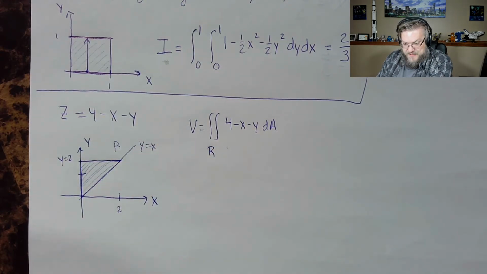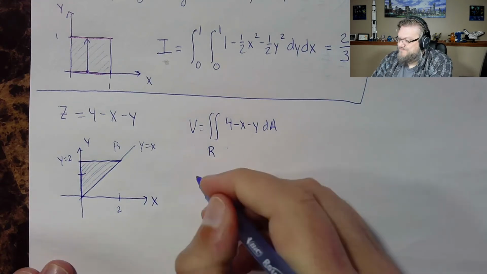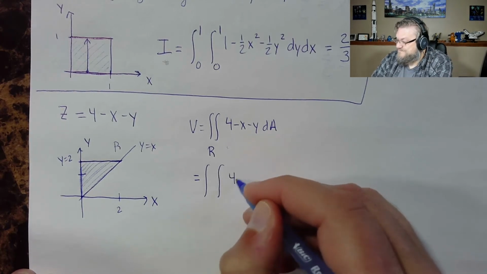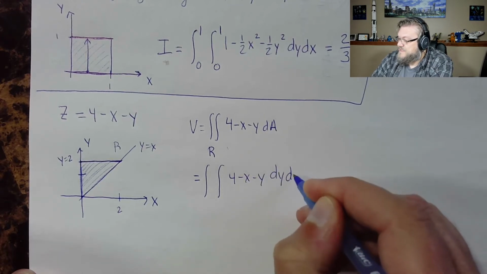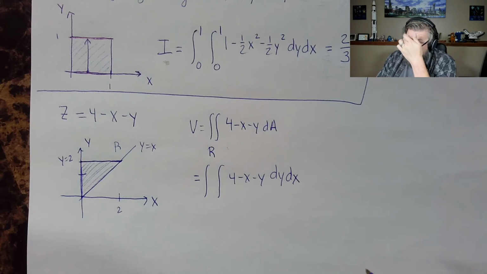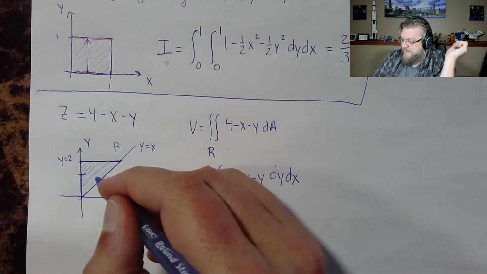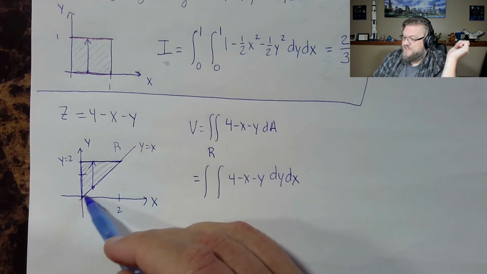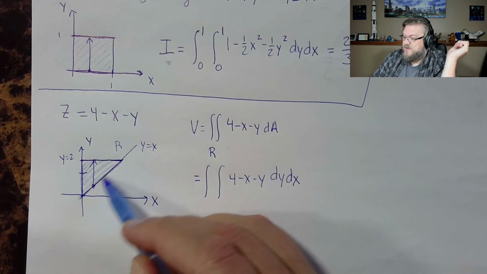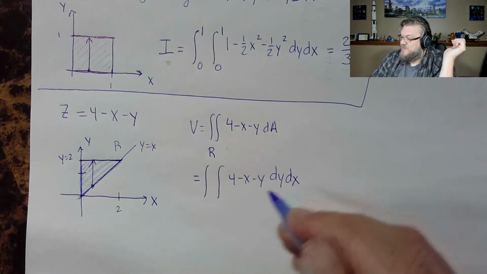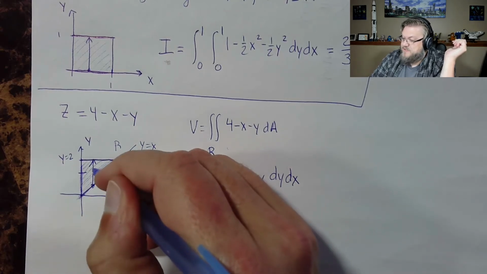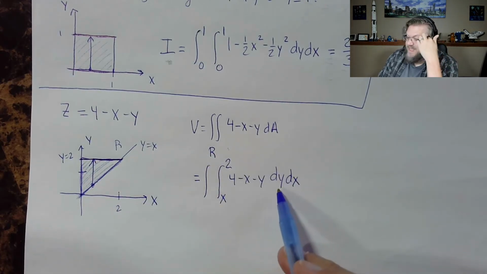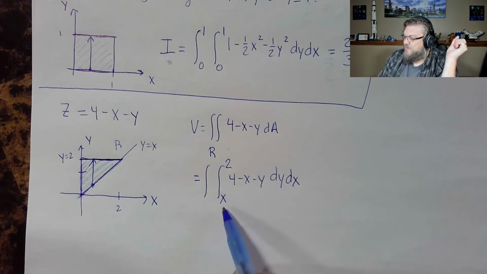So this is R. So now I get to choose my setup. Let's see if I can set this up as a dy dx integral. And now that means I'm going to be using bottom to top arrows. So let's think about how arrows work in this situation. It looks like the arrows always start on this bottom curve. Well, that bottom curve is y equals x. So it looks like the y always starts at x, and it goes up until it hits y equals 2, that horizontal line y equals 2. So we can say that that inside integral with respect to y is integrating from y equals x to y equals 2.